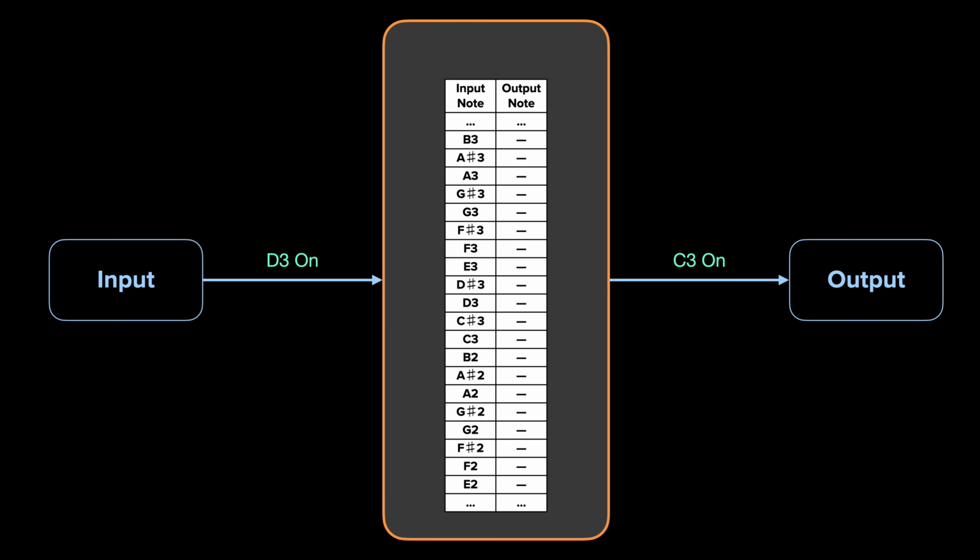Initially, every input note is inactive. After Harmonize sends a note on message out, it records that the input note, in this case D3, is now active. And it records that when D3 came on, Harmonize played C3 instead. Harmonize will need this information later when it handles note update and note off messages.